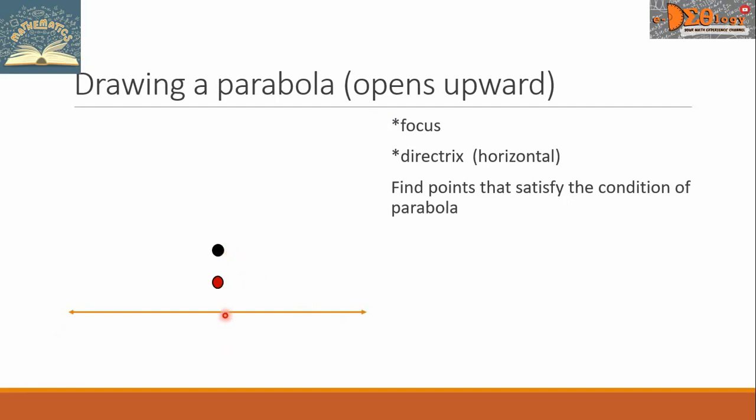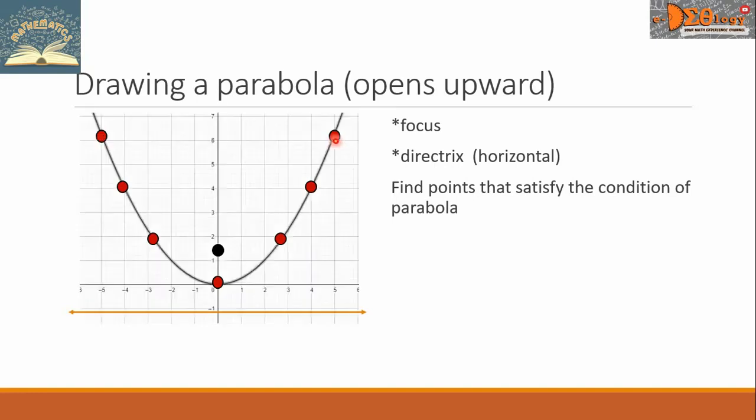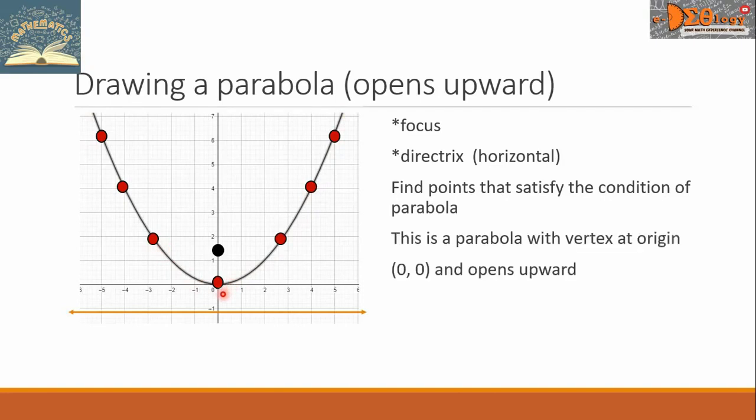And let us find more points. Here are two more points. Other points that we can think of are here. And then let us connect these points with a smooth curve. And this is now our parabola. And we put one point of the parabola in the origin. This is now a parabola with vertex at origin and opens upward.